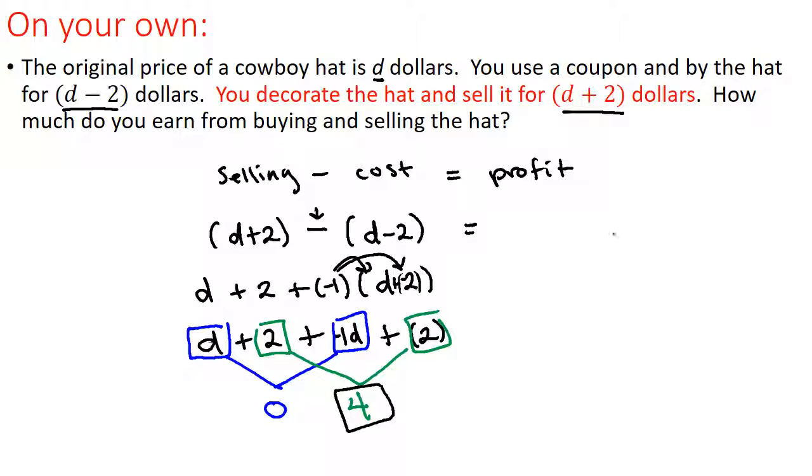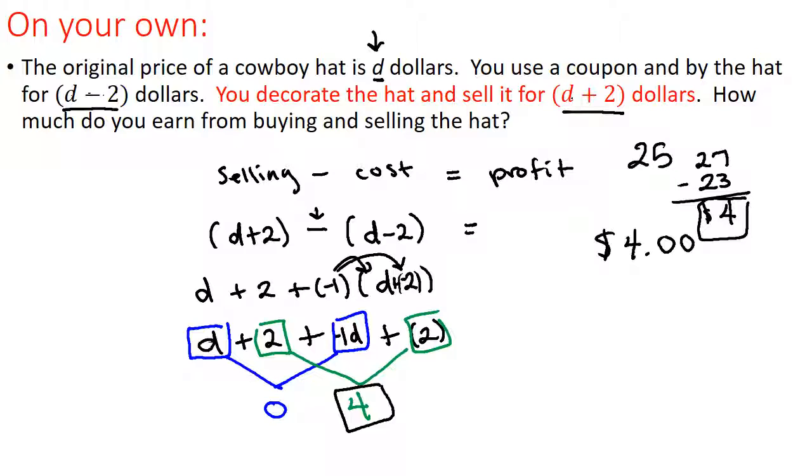Now this is interesting because that means I have a $4 profit, and that is a $4 profit regardless of what the original price of this hat was. If it was $25 and I bought it for $23, because I did d minus 2 for what I could buy it for, and I sell it for d plus $2, that means I'm going to take that original price, 25 plus 2 is 27. So I sold it for $27. What that means is this 27 minus 23 is going to give me $4. So I earned $4 for that $25 hat that I could have bought.